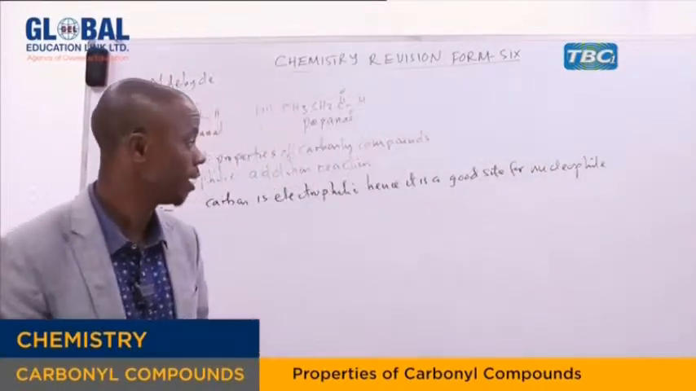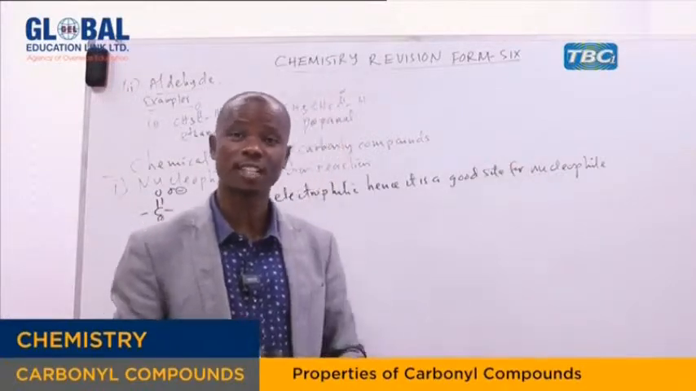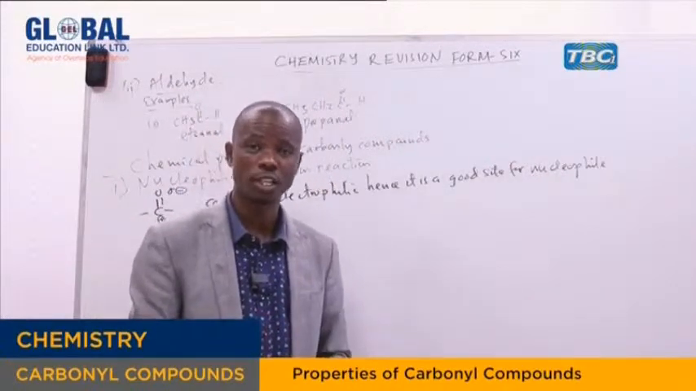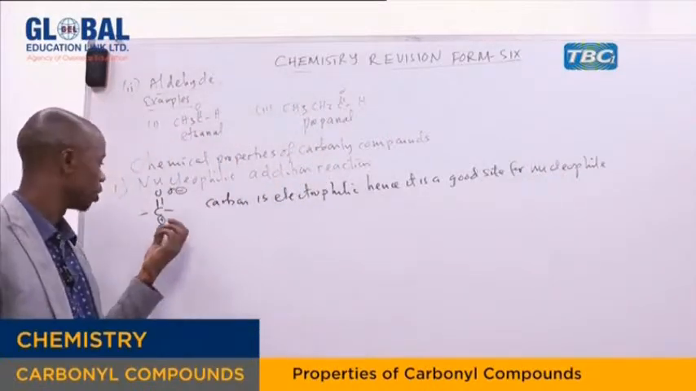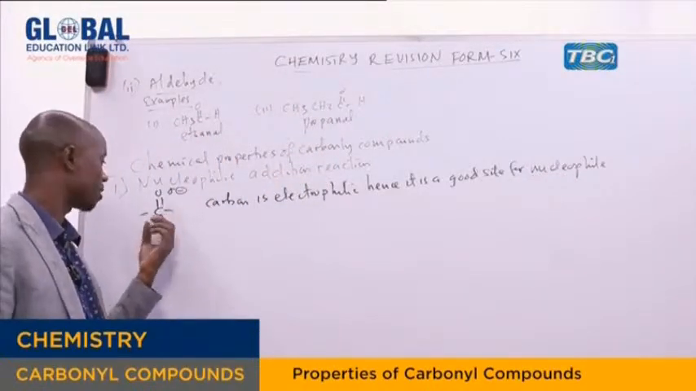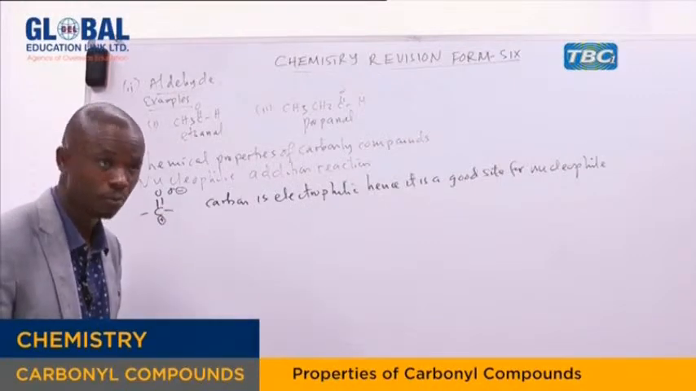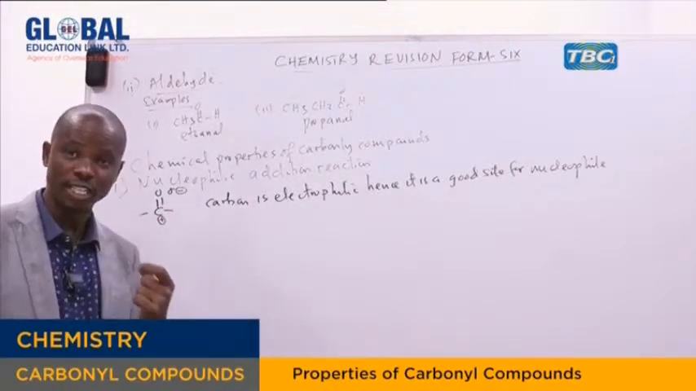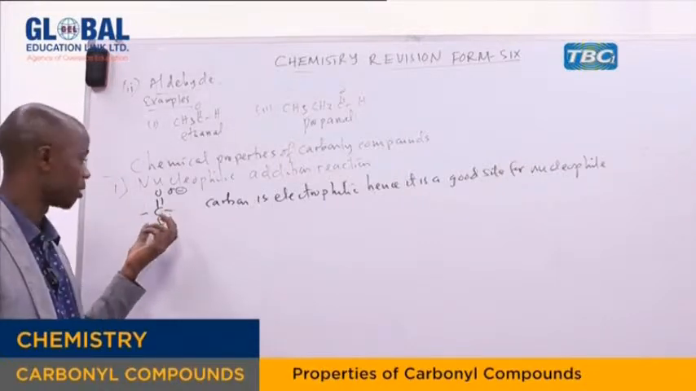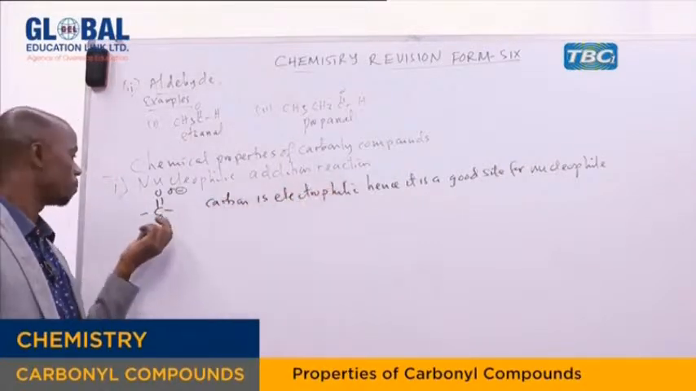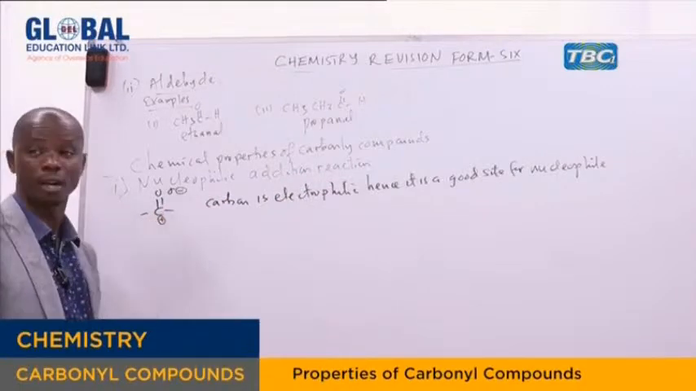The nucleophile is negatively charged. That means it has extra electrons. It can donate or supply the pair of electrons to this carbon atom so as to stabilize this positive charge. That is electrophilic. Now, from there, that is nucleophilic. That means the nucleophile will be added to this electrophilic carbon.